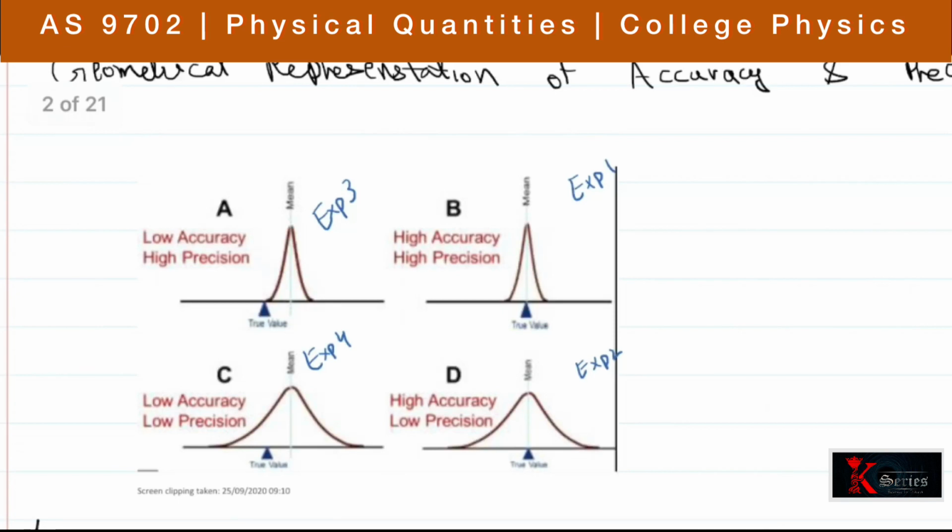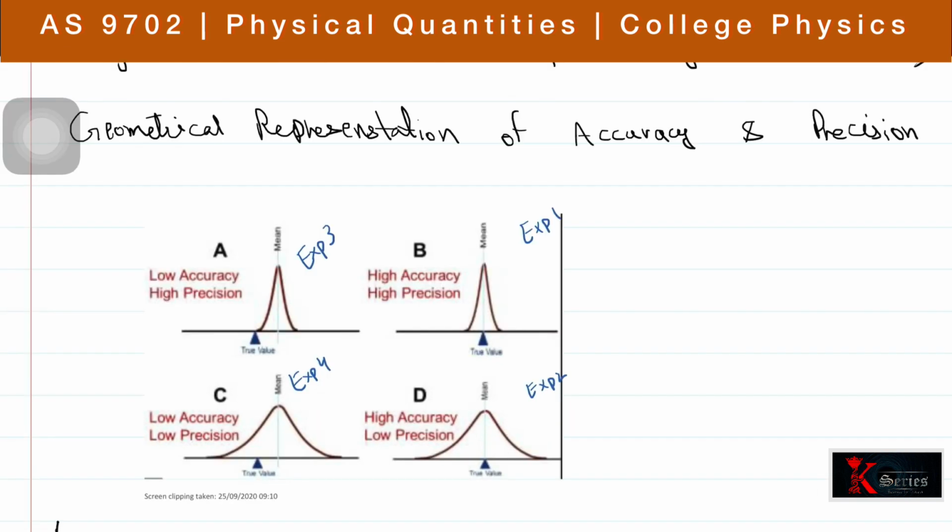Moving on to D, in this graph the mean is on the true value, which means that there is high accuracy because the value is close to the true value. However, since the spread of distribution is very wide and not narrow, it means there is low precision. So there is high accuracy and low precision in this graph. So we basically need to keep in mind 2 points.